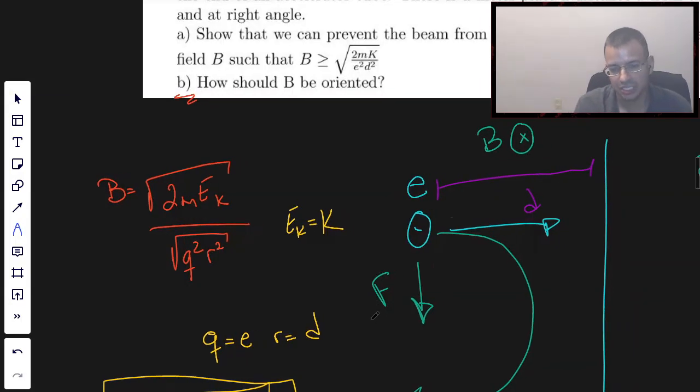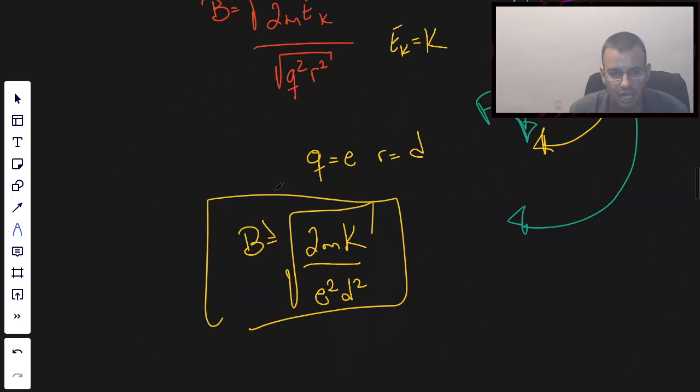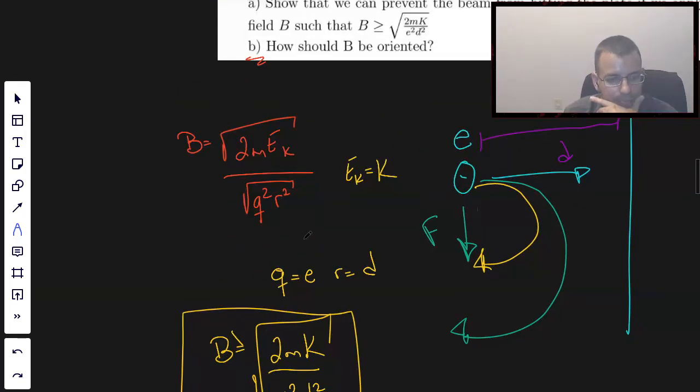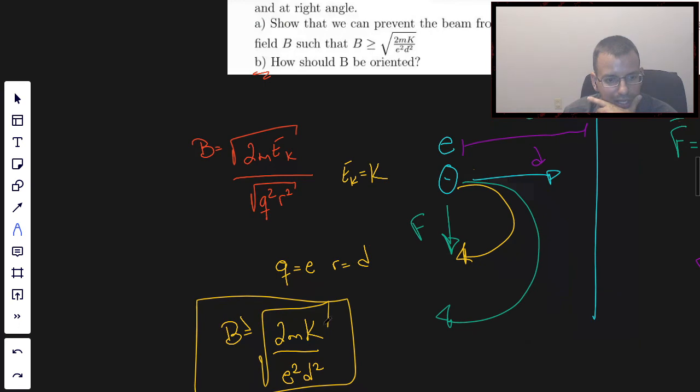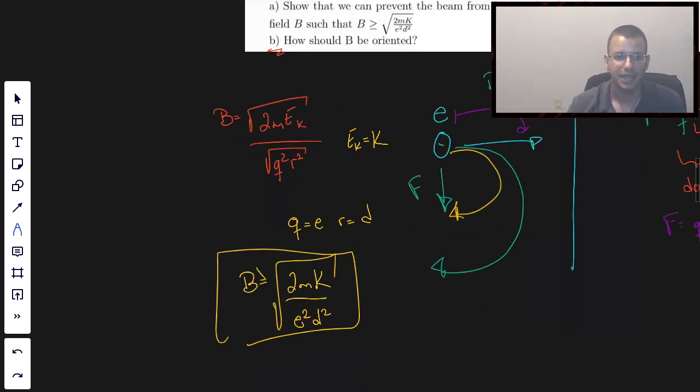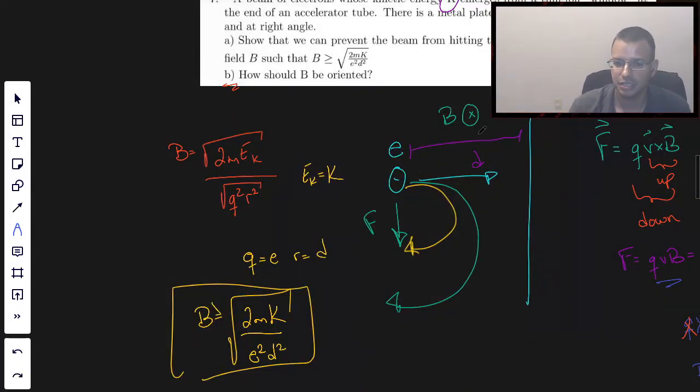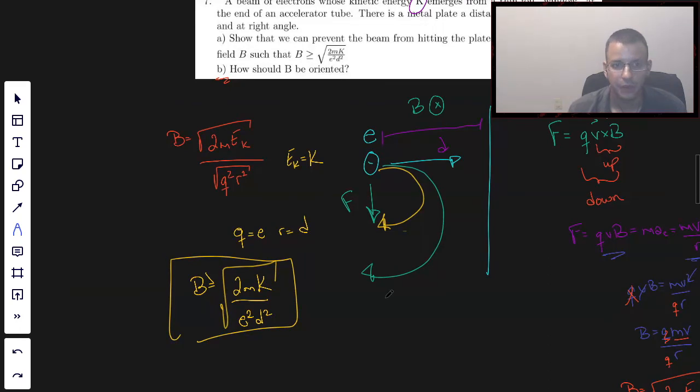And if B is greater than this, then it's just going to move in a tighter circle. So greater than or equal to. So that proves that B has to be greater than or equal to the square root of 2mK over e squared d squared. And then the orientation is just perpendicular. It's either into the plane or out of the plane. It just has to do with whether it circles down or circles up. So that's how I approach this one. Hope that helped. Take care.